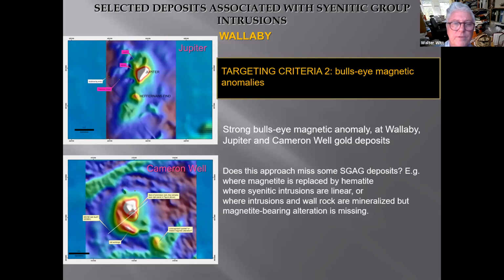But we should be a bit wary in this instance because of the propensity or potential for the magnetite to be destroyed by younger alteration. And in that case, if that younger alteration, which is more closely related to gold, is extensive, then that bullseye anomaly will be destroyed or at least weakened.